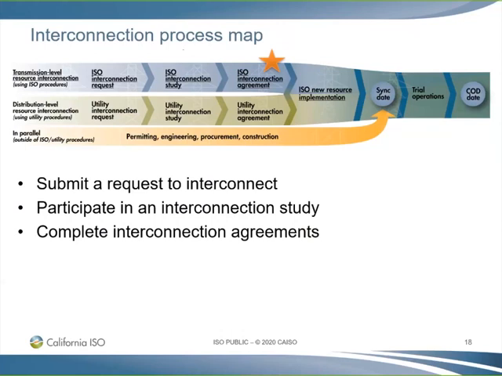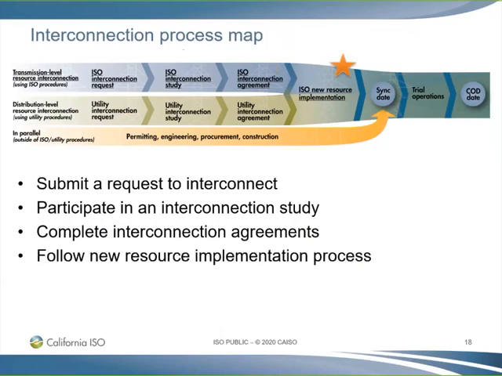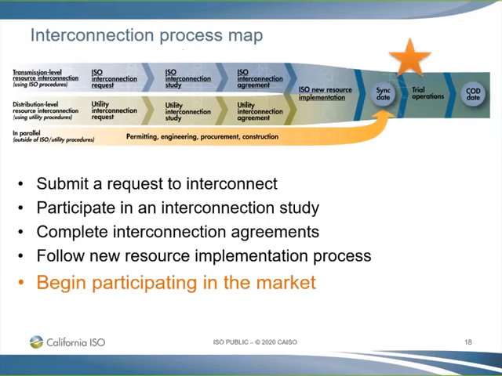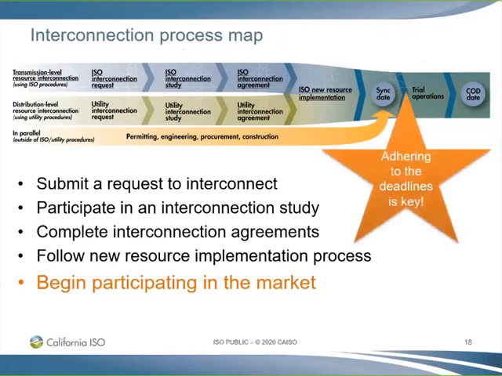After the studies and approval to move forward, interconnection agreements are signed, and then the new resource implementation, or NRI, process begins. Once this process is complete, the resource can begin participating in the market. The tariff allows 7 years for a project to reach its commercial operation date after the interconnection request is submitted. An important item to note is how critical it is to pay attention to deadline dates. It is important to keep all projects moving forward, as many processes are linked and feed one another.